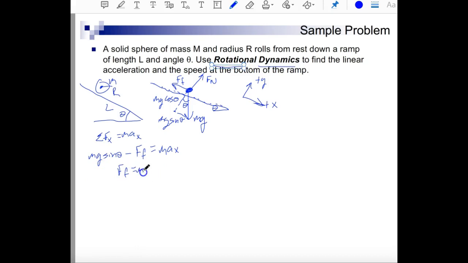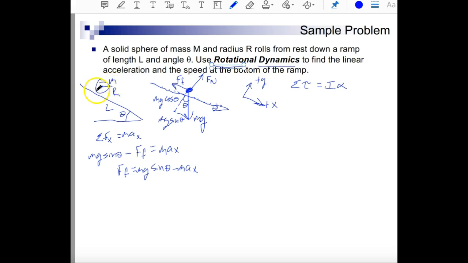and that's equal to mg sine of the angle minus the mass times the acceleration in the x direction. So now that we've done that, let's go ahead and think about torque. So the sum of the torque should be equal to the moment of inertia of the solid sphere times the angular acceleration. So for this, we have a radius.